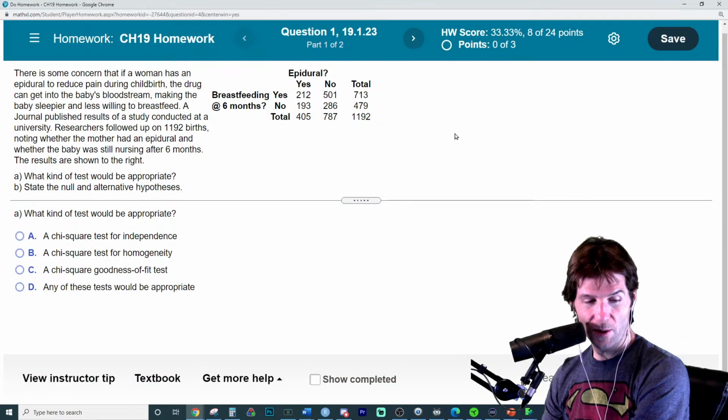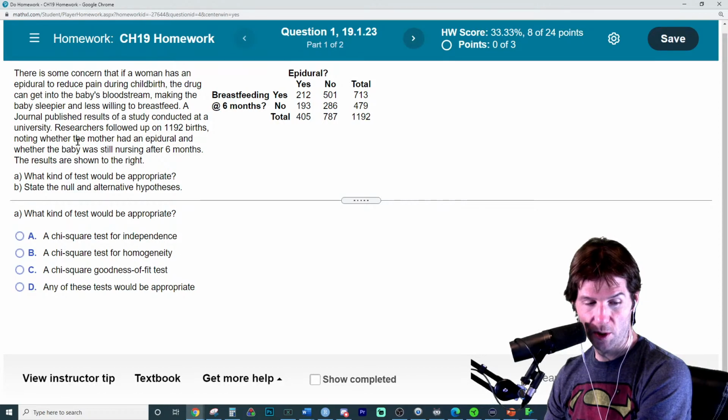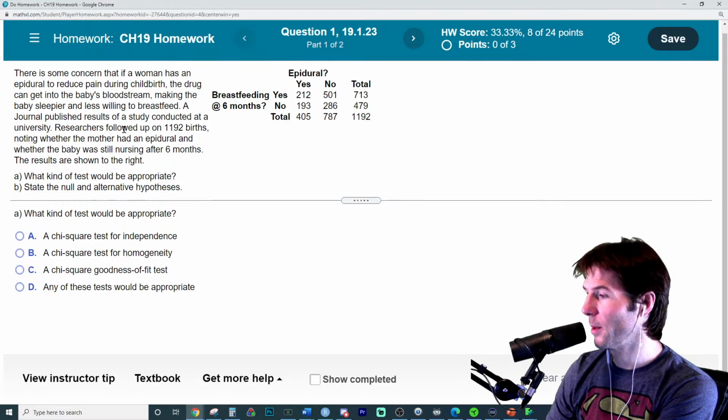So there are some concerns about women who had an epidural to reduce the pain during childbirth. The drug can get into the baby's bloodstream, making the baby sleepier and less willing to breastfeed. So they're looking at whether the babies were breastfeeding if there was an epidural done.